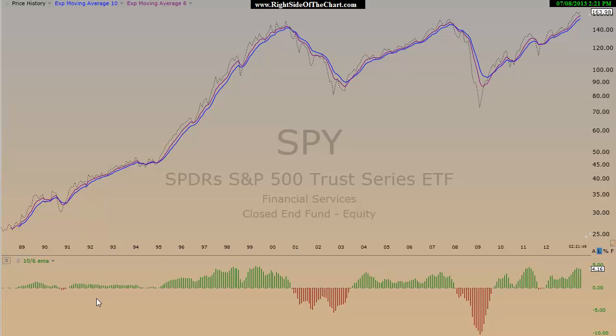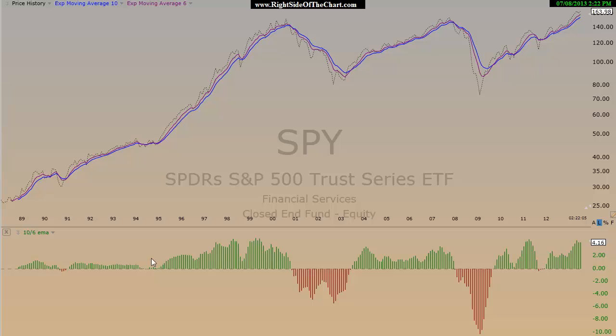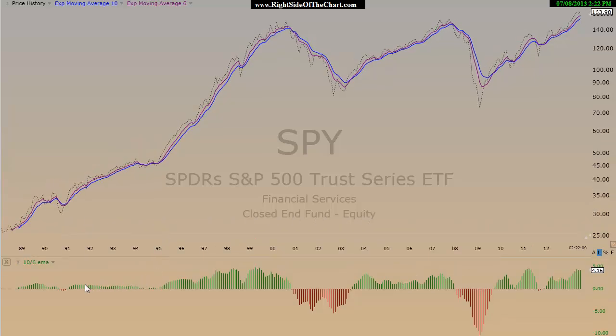So as you can see here, this method alone, as simple as it is, was very effective in keeping you long throughout the 90s without a single whipsaw. I don't believe there may be a very tiny red dot right here. So, yeah, I think there's one tiny little whipsaw signal back there. But for the most part, a nearly perfect indicator throughout the 90s.